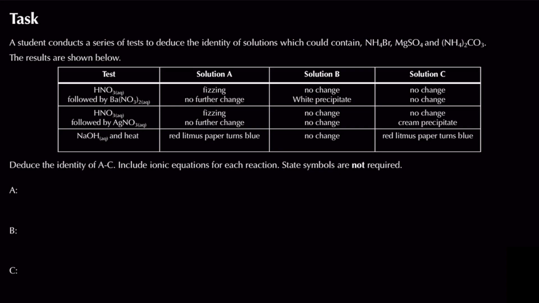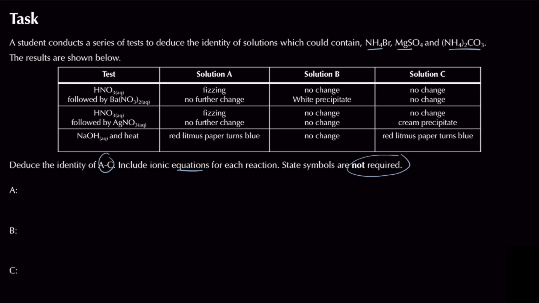So yeah, we've got a student. They conduct a series of tests to deduce the identity of solutions which could contain either ammonium bromide, magnesium sulfate, and ammonium carbonate. We've got some results, and we're asked for the identity of A to C, including any ionic equations for each of these reactions, where state symbols are not required.